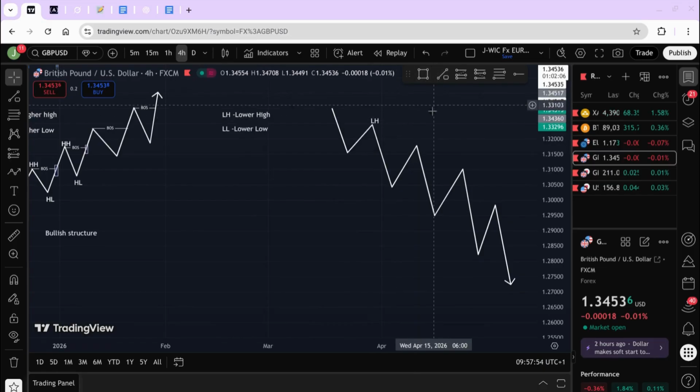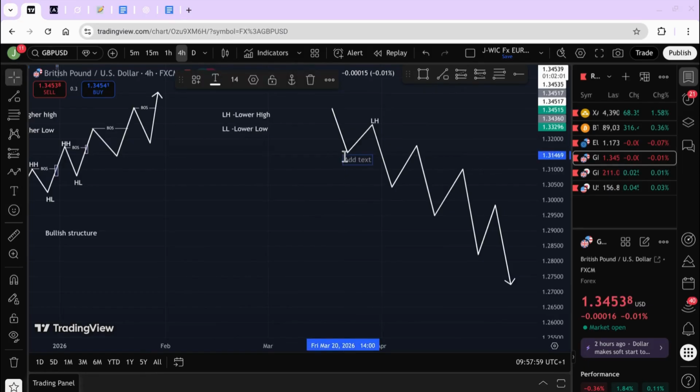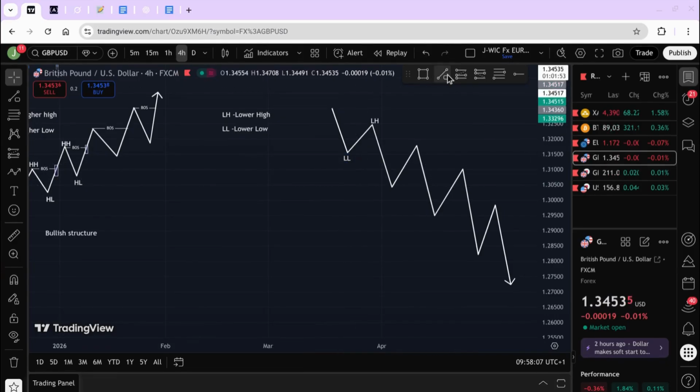Good. And this was the previous lower low, or the lower low it formed. All right, what do you want to see the market doing? The market should break structure to the downside, break that lower low.